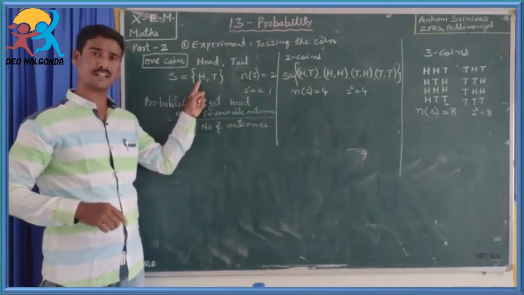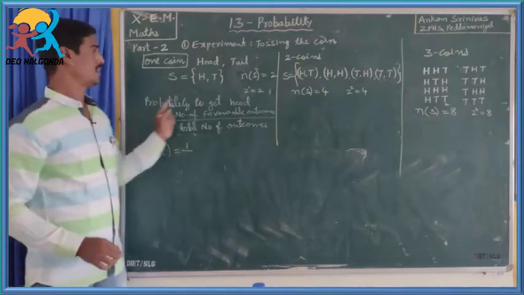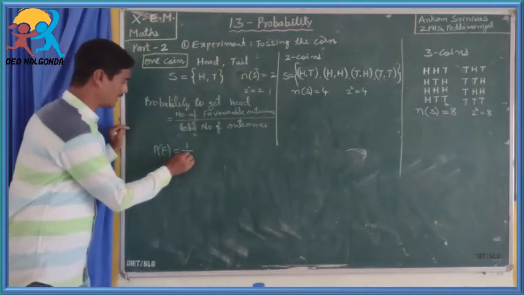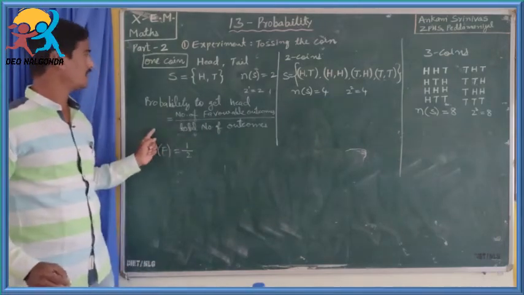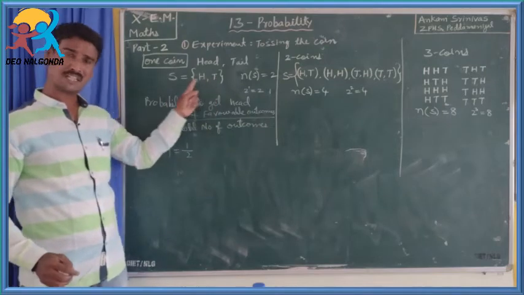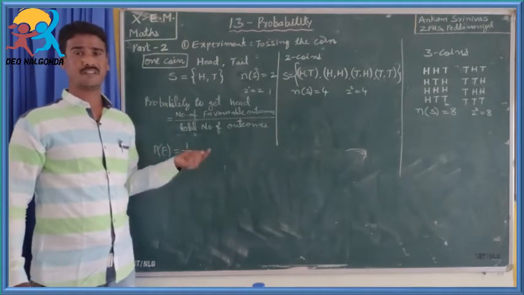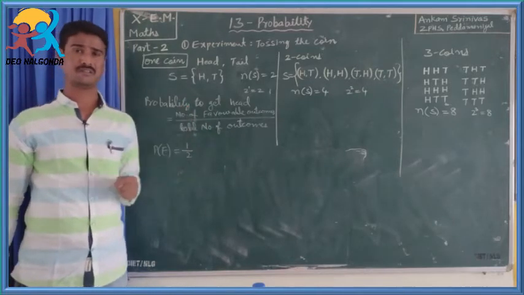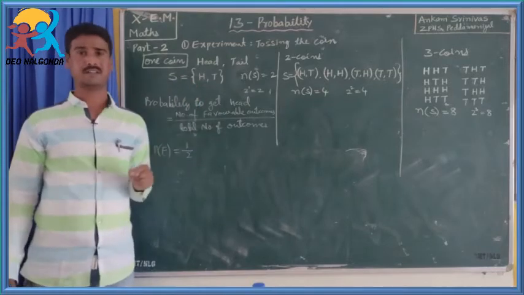How many choices to get head? Only 1 choice. 1 by how many total outcomes? We will get 2. So we will get 1 by 2. This is the answer. What is the probability to get tail? Same. We will get 1 by 2. So when you toss a coin, probability to get head is 1 by 2, probability to get tail is 1 by 2.